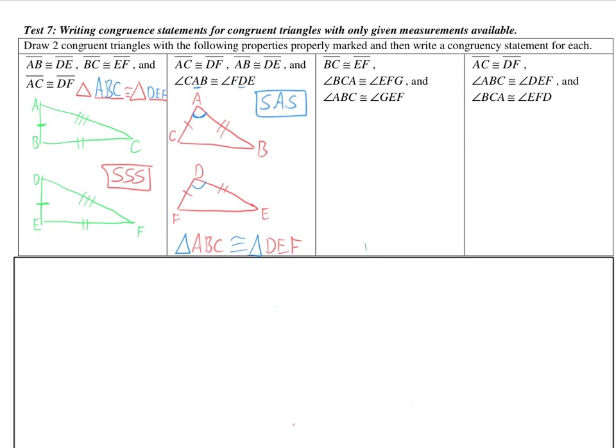Okay, we have another one right here. Let's make some more triangles. This one I'm going to make look like this. Again, it's your choice how you want to make them look. Just make them look congruent. All right. And then what I have here is that BC is congruent to EF. So I'm going to call this BC, mark it, is congruent to EF. So BC is congruent to EF.